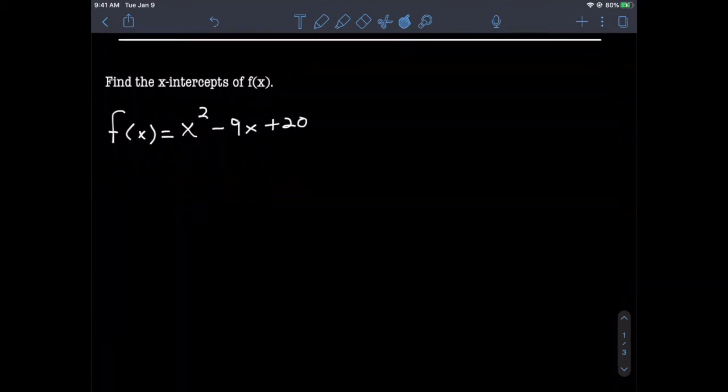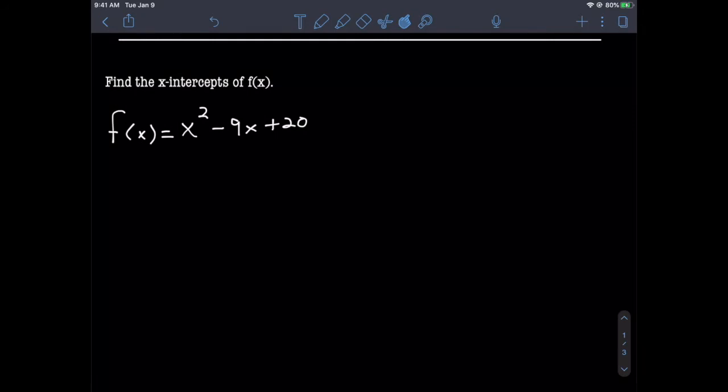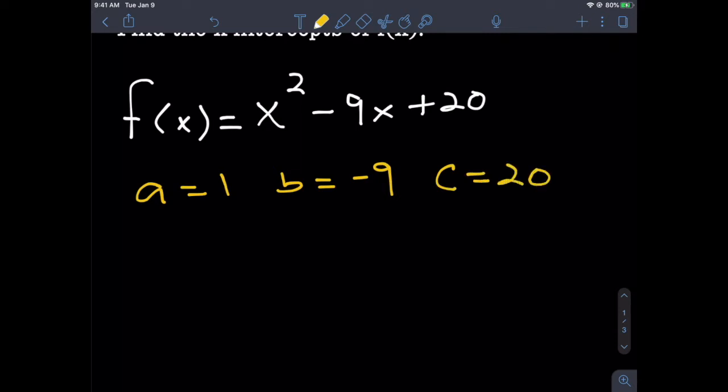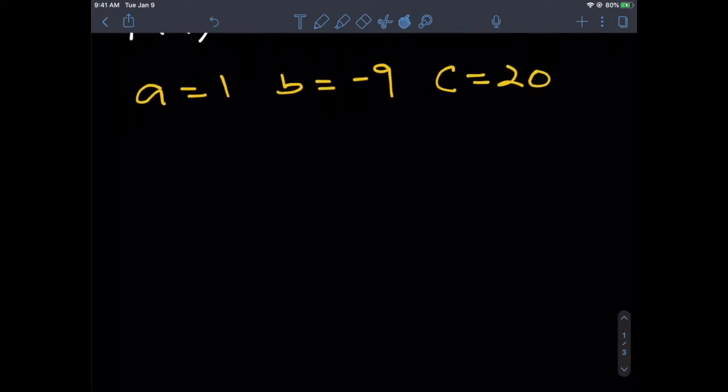Here we are asked to find the x-intercepts of f of x when f of x is equal to x squared minus 9x plus 20. Now, like with any standard form quadratic equation question, the first thing we should do is identify what our a, b, and c are. And of course, a is the number in front of x squared, that's 1, b is the number in front of x, that's negative 9, and c is the constant at the end, that is 20. And once we have all these values, it's just a matter of plugging into the formula.